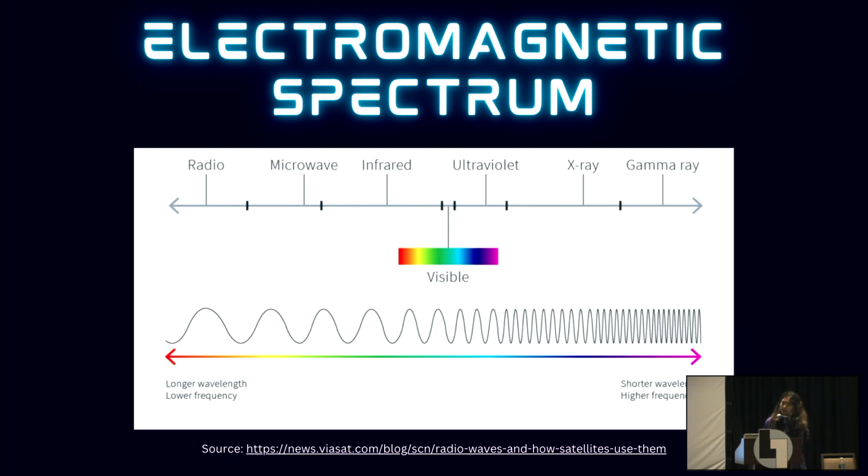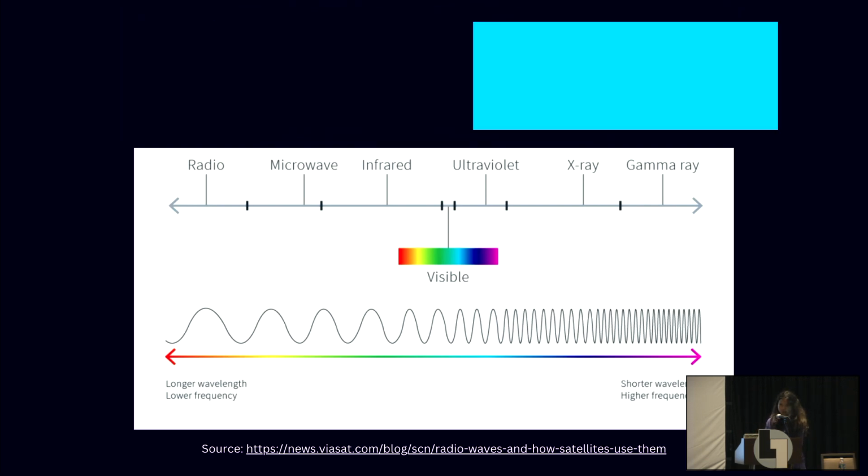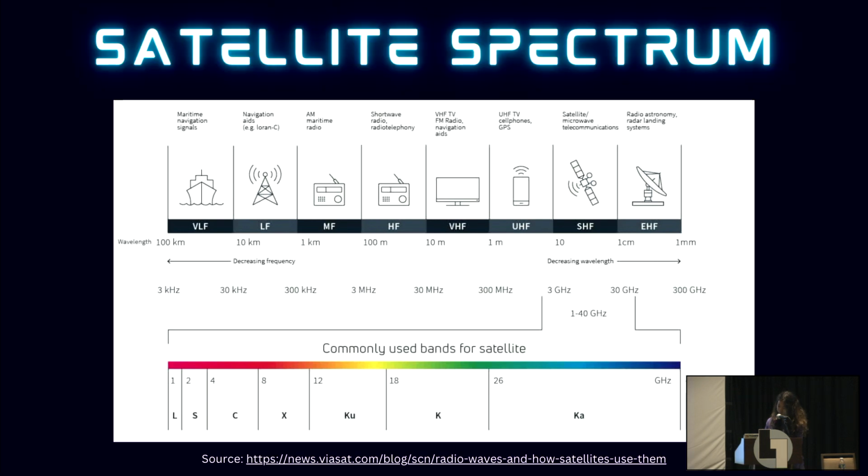There's not a lot of communication satellites that use the optical band yet, so most satellites will operate within the radio to microwave range. This is a typical layout of a satellite communications electromagnetic spectrum, and you can see that they're partitioned into different segments. The band segments include the L, the S, the C, the X, the KU, the K, and the KA band.